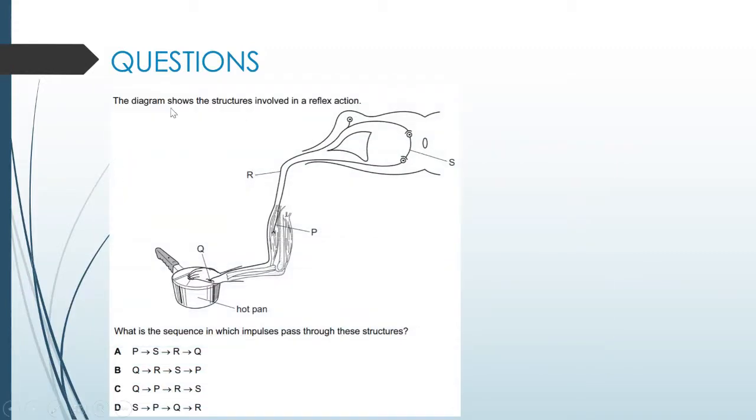The third one: the diagram shows the structures involved in a reflex action. What is the sequence in which impulses pass through these structures? And the answer is B. First, they pass through Q. Here you have a hot pan, and since the person is touching it, the impulses first travel through Q, and then they pass through R, which is your sensory neuron. Then they pass through S, which is your relay neuron, and then they pass through P, which is your motor neuron, connected to the muscles. So this becomes your effector. So B is the right answer.